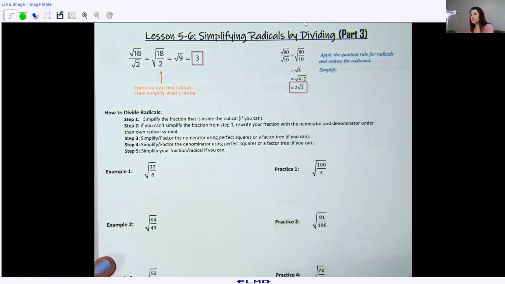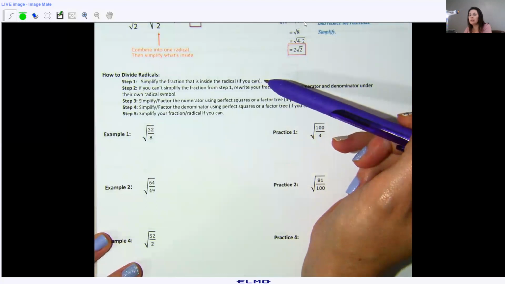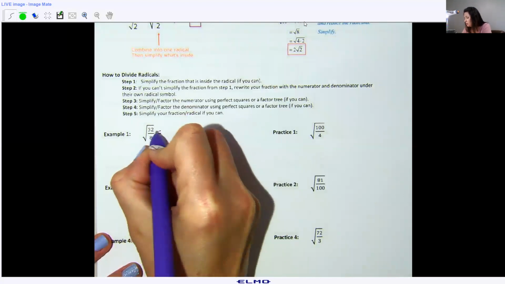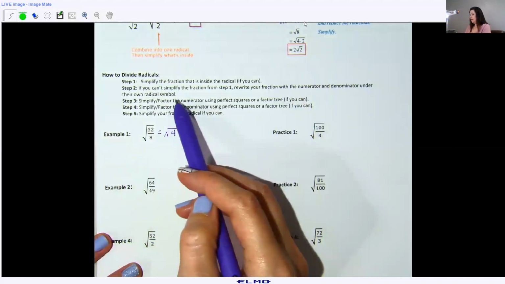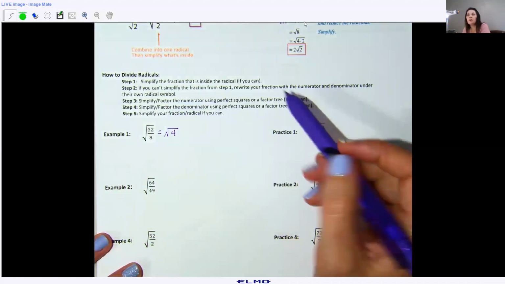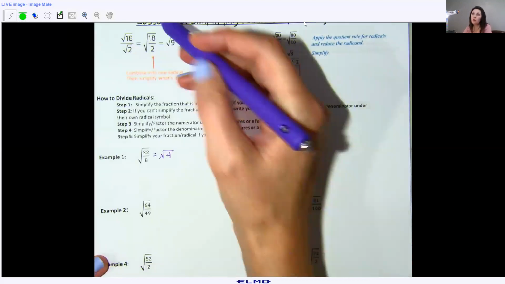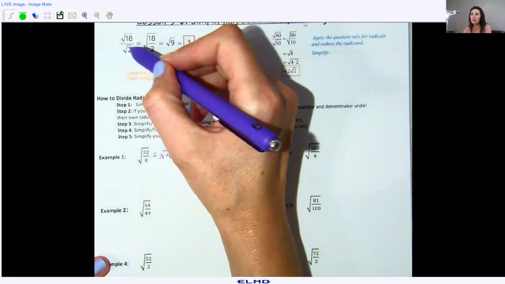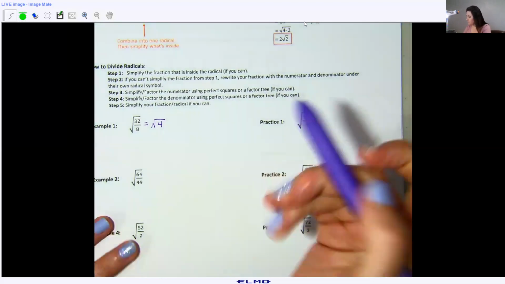Okay, so let's look at our steps. Step 1, simplify the fraction that is inside the radical if you can. So for example, if you look at number 1 here, I can simplify the fraction. The fraction 32 divided by 8 is 4. So it's the square root of 4. And then if you can't simplify the fraction from step 1, you'll rewrite your fraction with the numerator and the denominator under its own radical symbol. So if you can't simplify it, you'll write it like this, with the numerator under its own radical and the denominator under its own radical. In the case of example number 1, though, we were able to simplify it, so that works out.